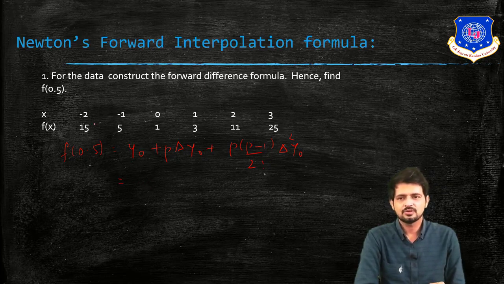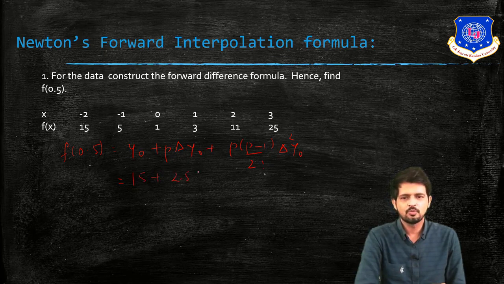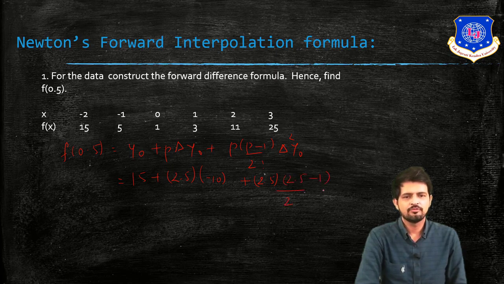Okay, what is our y0? y0 is 15. The value of p we have already found, 2.5. What is our del y0? So del y0 is minus 10. Again p into (p minus 1), so 2.5 into (2.5 minus 1) upon 2 factorial, which is 2. And the value of del square y0 is 6, so I am writing here 6. If you simplify this, you will get the final answer. And my final answer will be 1.25.